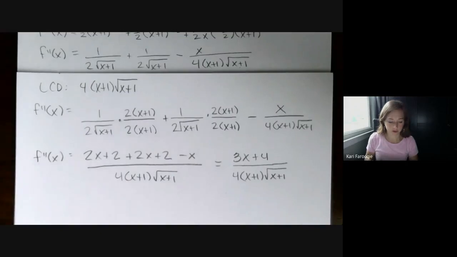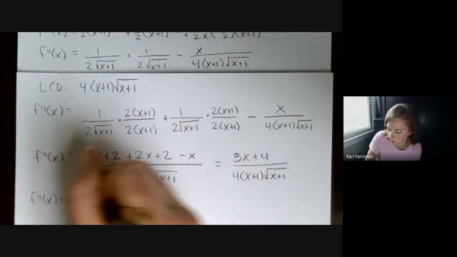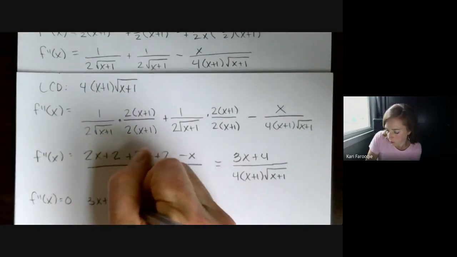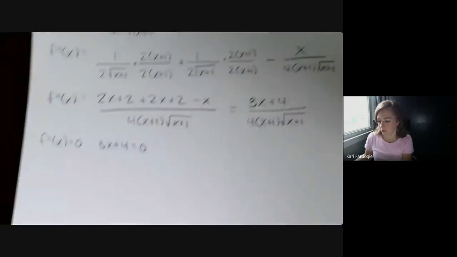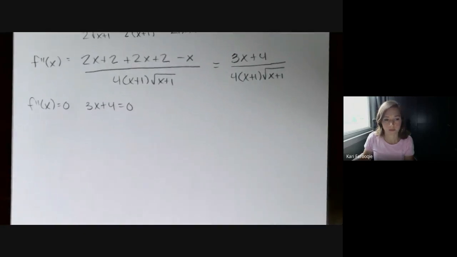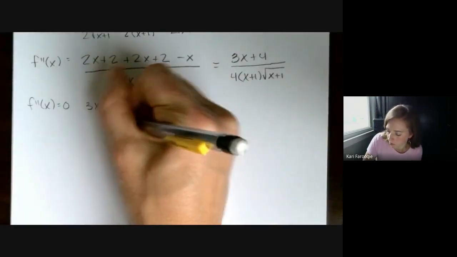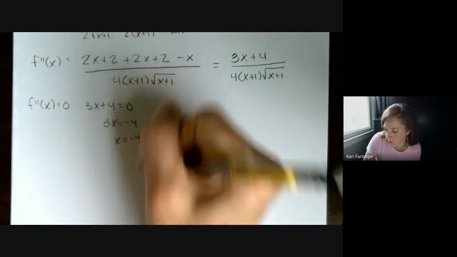Wonderful. All right, so I'm going to go through now and find those possible points of inflection by taking f double prime and setting it equal to 0. Well, that one is pretty straightforward. 3x plus 4 equals 0, so 3x equals -4 and x equals -4/3.